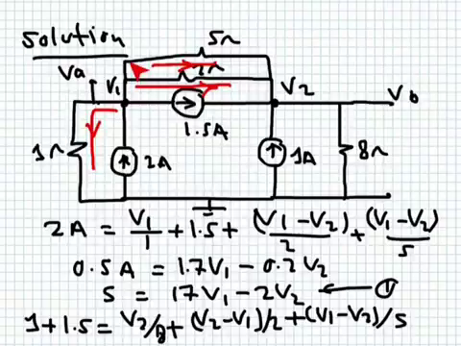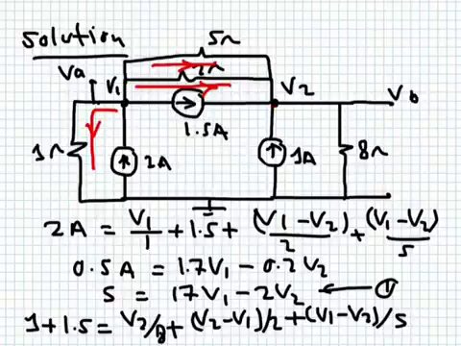Notice these are all one node, okay? Don't get confused. So one current flowing in, and 1, 2, 3, 4 flowing out. There is a total of 5 branches connected to that node. One current flowing in is equal to 4 currents flowing out. So this is 2 ampere flowing in, equal to V1 over 1, we have this term here, plus 1.5, we have this term here, plus V1 minus V2 over 2, we have this term here, plus V1 minus V2 over 5, we have this term here.